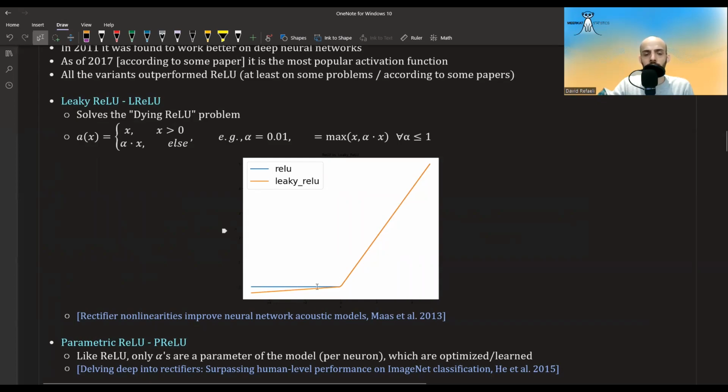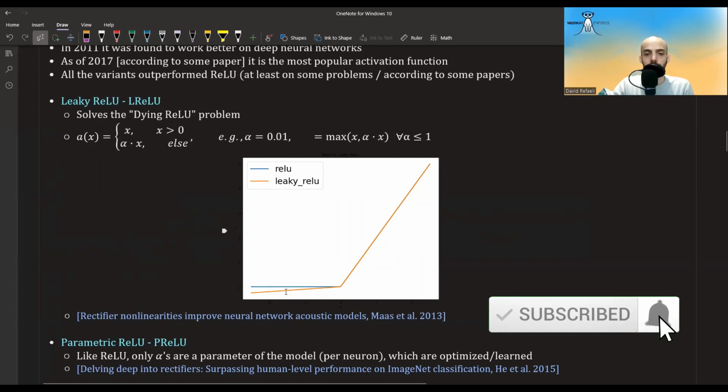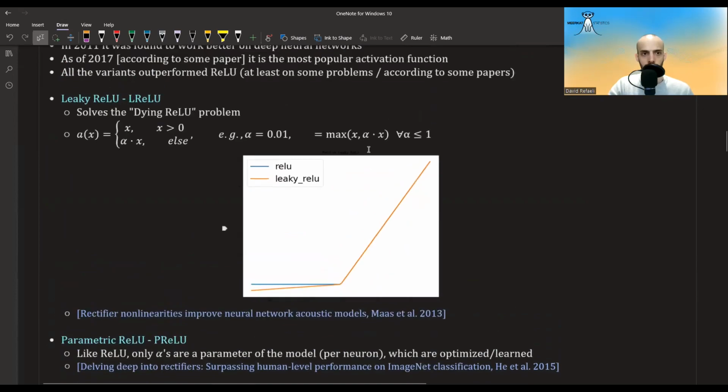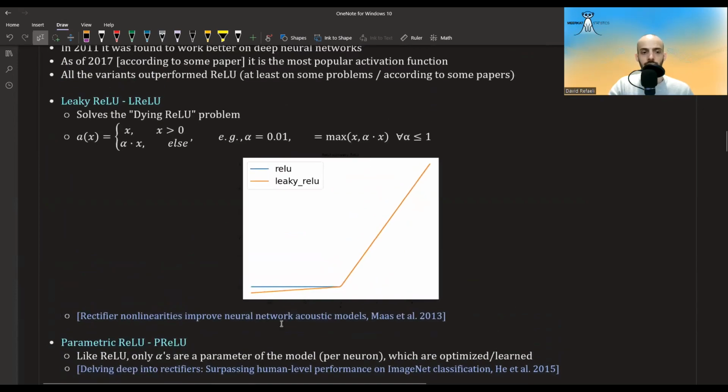Because now we do have values here, even if all the inputs to a neuron are negative, it can still move and still function. The gradient is not 0 and weights can still move with the Leaky ReLU activation function. And so we don't suffer from the dying ReLU problem. This activation was introduced in this paper, which is written over here.